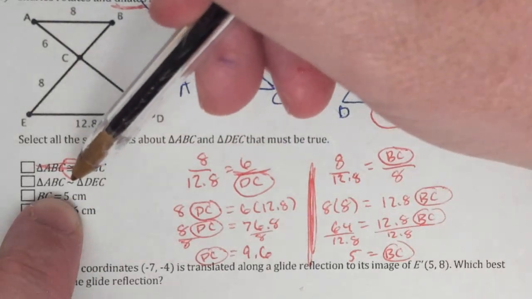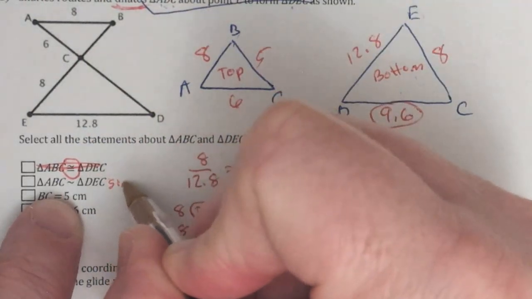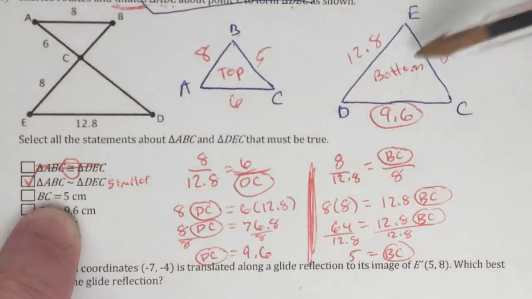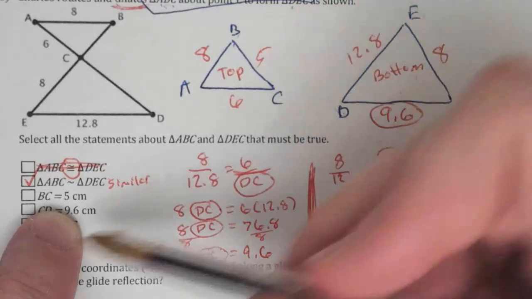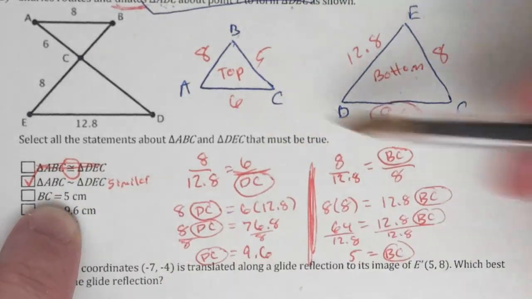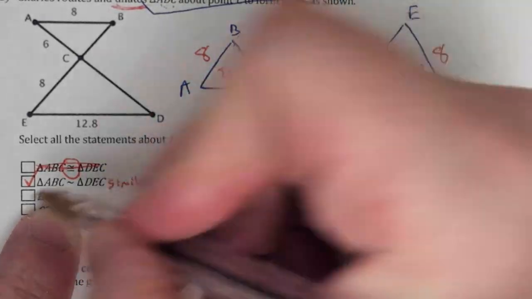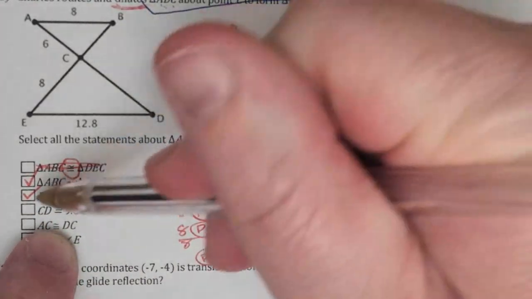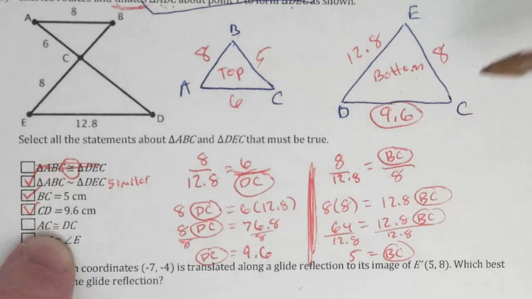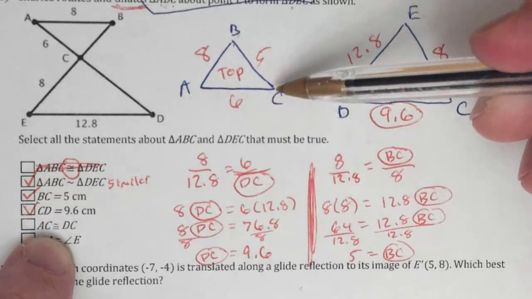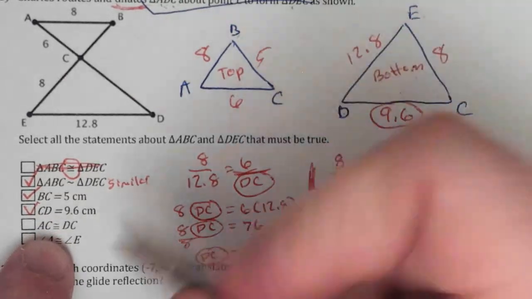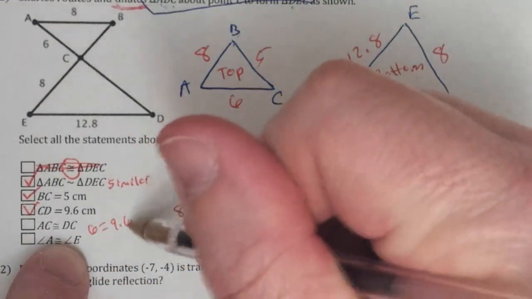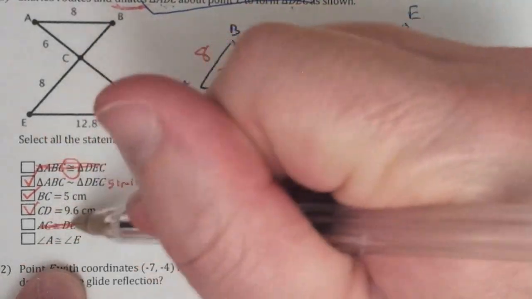Now, are they similar? Yes, so that does work. These are proportional to each other, yes. All right, is BC, here is BC, is that equal to 5? Yes, it is. Is CD, here's CD, is that 9.6? Yes, it is. Is AC, here's A, here's C, and that was 6, right? Does that equal DC, 9.6? No, it does not. That's not true.